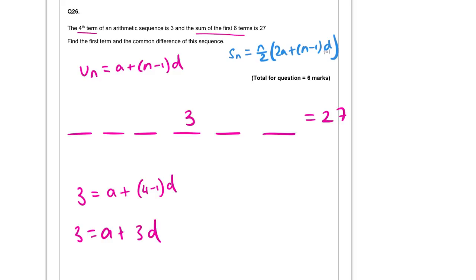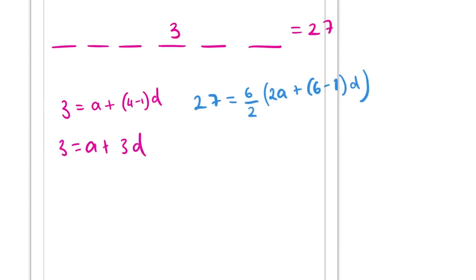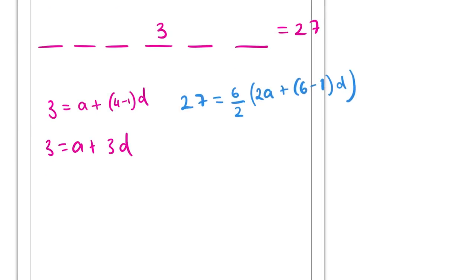Okay, so it's the first 6 terms. This is S6 equals 27. So technically, 27 equals 6 over 2, I'm just following the formula, 2a, we don't know what a is, 6 minus 1, d. So I get 27 equals 6 divided by 2 is 3, 2a, 6 minus 1 is 5, d.